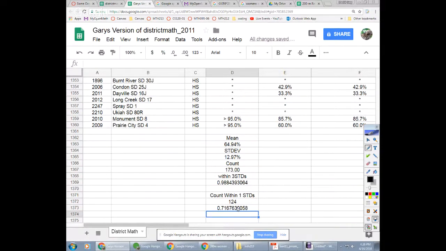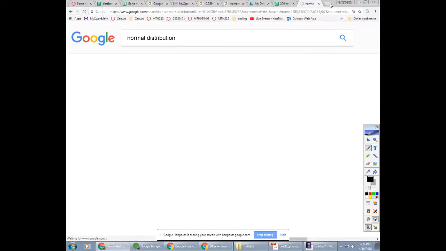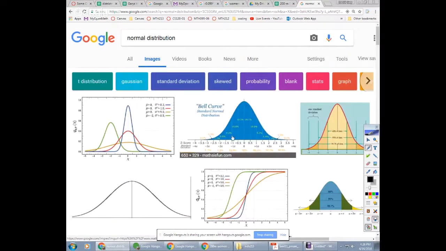What does my rule of thumb say? 68% of the schools, are we in the ballpark? Yeah, 71's kind of close to 68. So does every data set fit this pattern? The answer is no, but a lot of data sets do. So what we're looking at right now is what's called a normal distribution. So a normal distribution is what they call a bell curve.